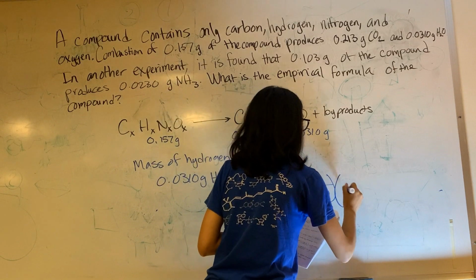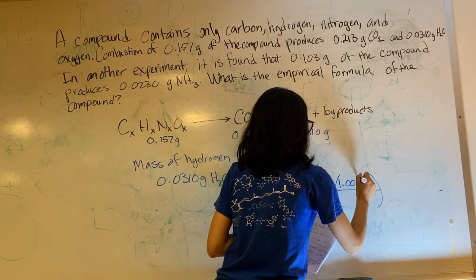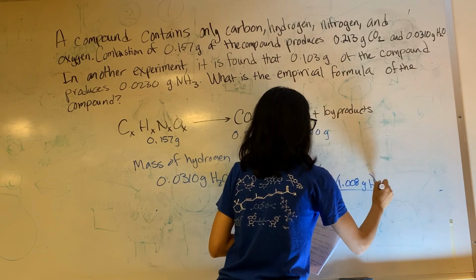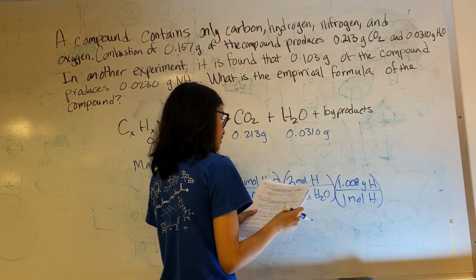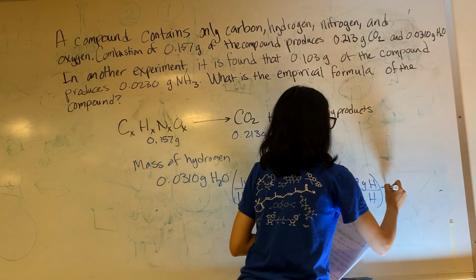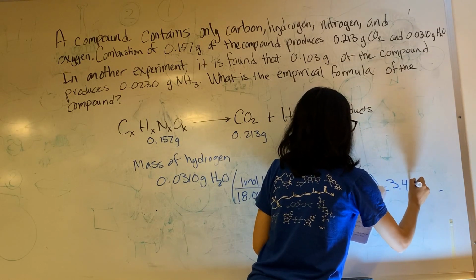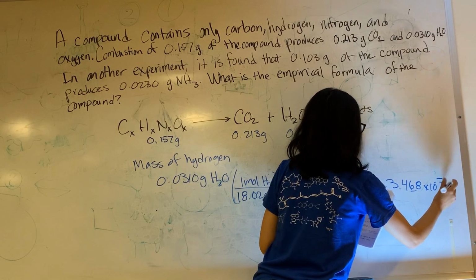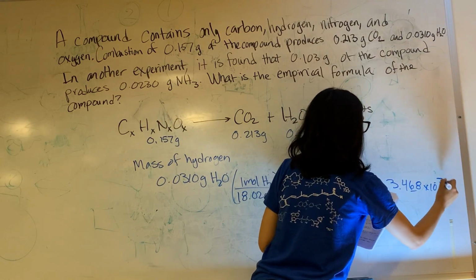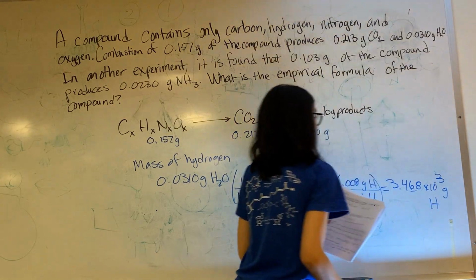And then finally, we're going to get the actual grams using the molar mass. Okay, so that will get us a pretty small amount of hydrogen. So 3.468 times 10 to the negative 3 grams of hydrogen.